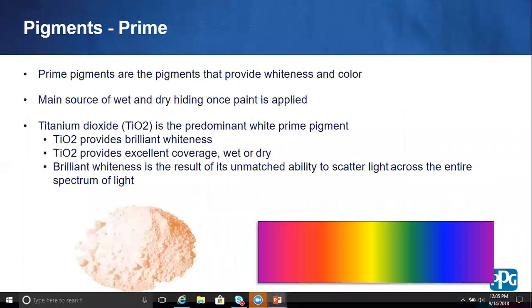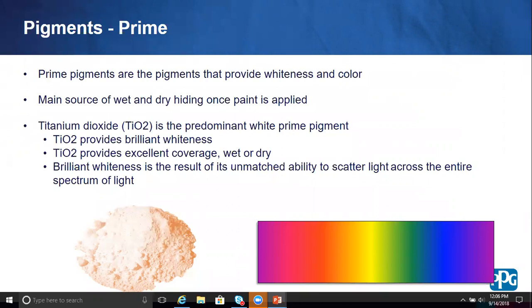So when we talk about prime pigments, they're the ones that give us both whiteness and color. They're the main source of wet and dry hiding once the paint is applied. If you see that pile of white powder on the left, that is finished dry titanium dioxide. It's the predominantly white prime pigment. The chemical formula is TiO2. Again, it gives you brilliant whiteness. It gives you excellent coverage, both wet and dry.